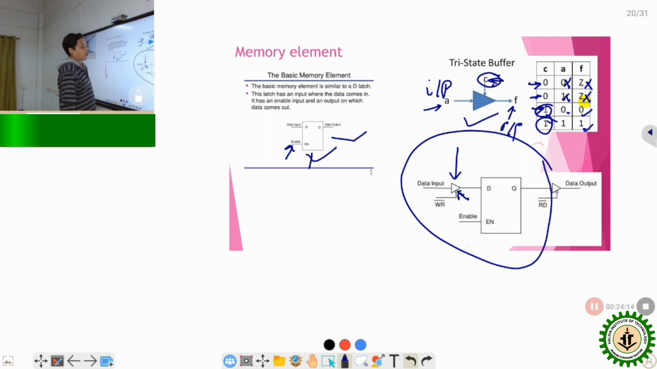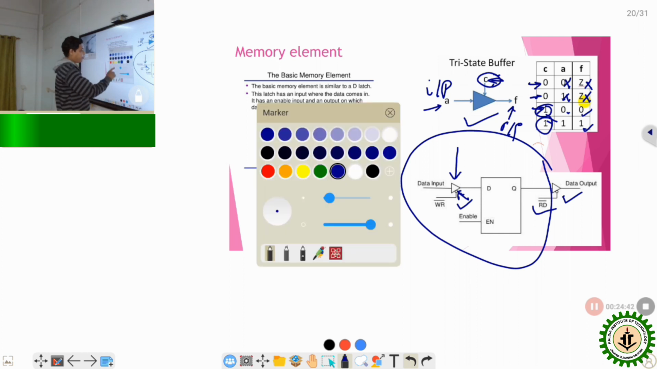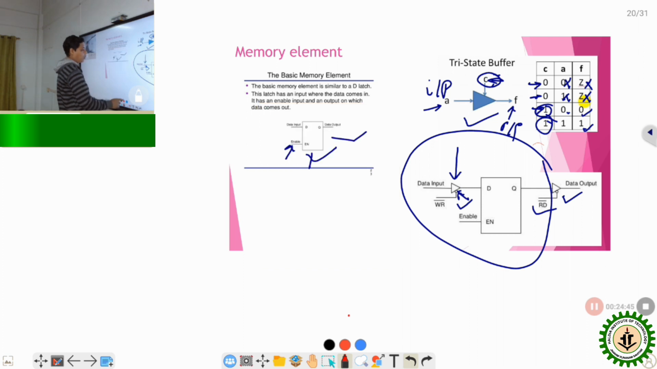There are 2 buffers we can observe here. This is known as the input buffer and this is known as the output buffer. The input buffer is controlled by the WR pin, whereas the output buffer is controlled by the RD pin. So if anyone wants to store 1 bit of data into the D flip-flop, first of all we need to enable the enable pin of the D flip-flop.